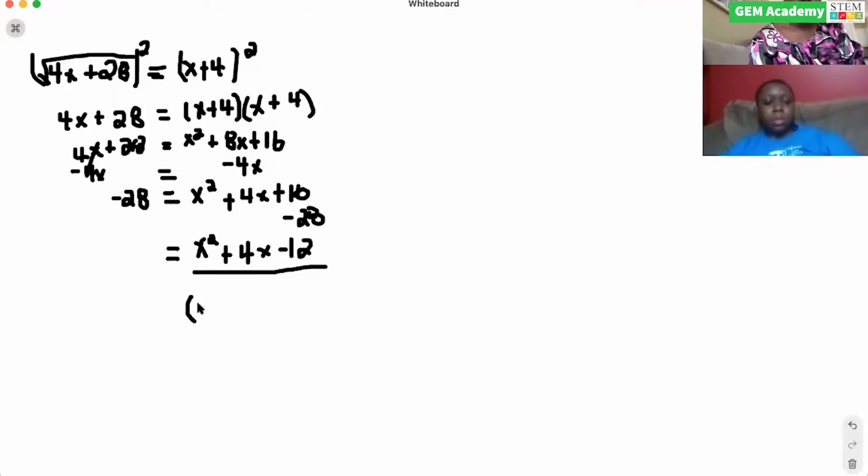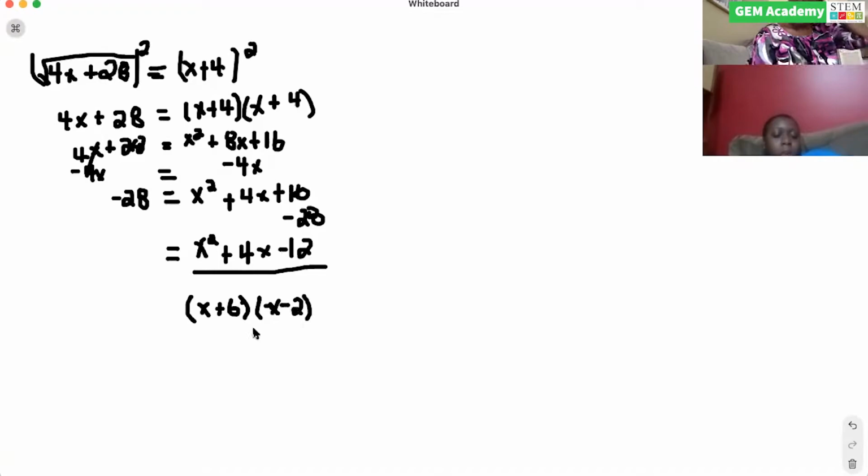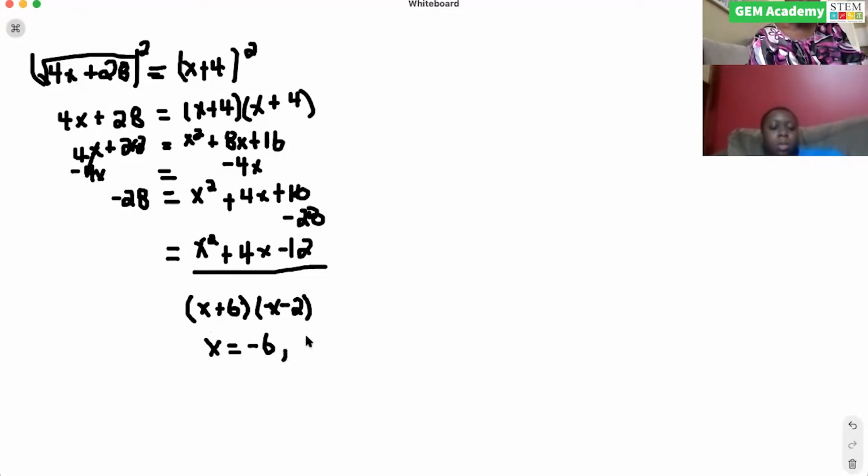So what's the factor to get this? x, where 4 is in the middle. You could do 6 and 2, which I think is going to work, or you could do 4 and 3. I don't think 4 and 3 is going to work. So let's do 6 and 2. I would say positive 6, because I need 4 to be positive. So x plus 6 and x minus 2 will give you a positive 4 in the middle and a negative 12 on the end. So now you know that x is equal to minus 6 and x is equal to 2. Those are your possible answers.